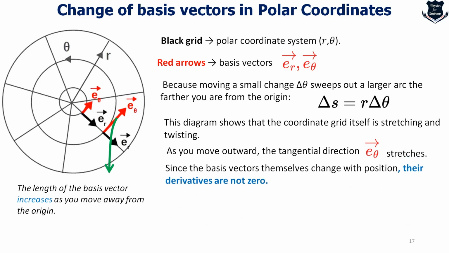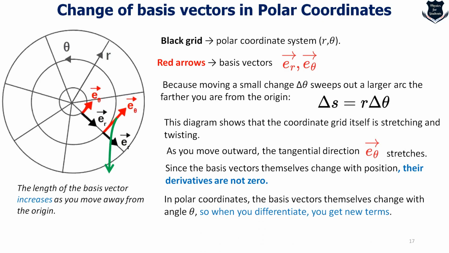Since the basis vectors here themselves change with their position, what happens? Their derivatives will not be 0. So from here we can say that in polar coordinates, because the basis vectors themselves change with the angle theta, when you differentiate you get new terms, and that makes things very interesting. In Cartesian coordinates, as you have seen, i and j are fixed, both direction and magnitude. In polar coordinates, E_r keeps the same length but rotates as theta changes, and E theta not only rotates, but also changes length as r changes.